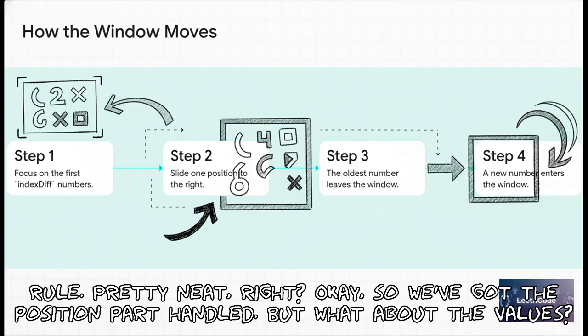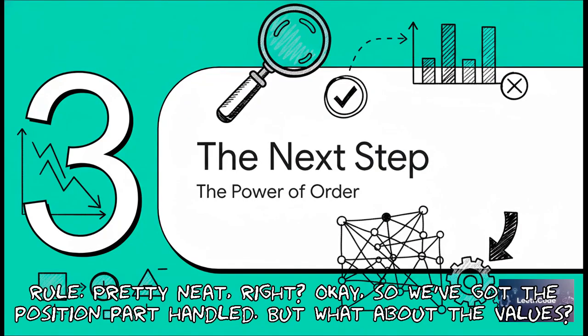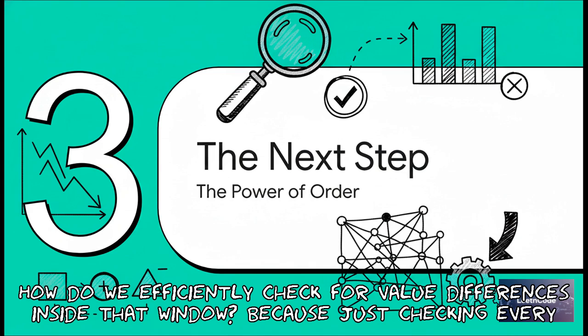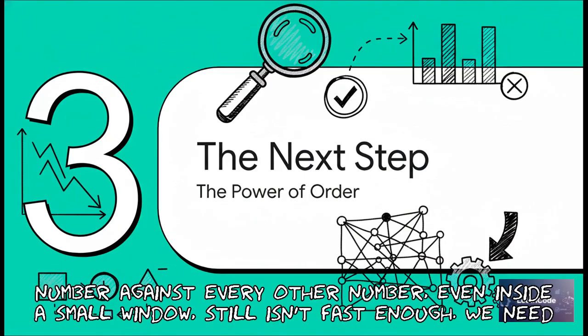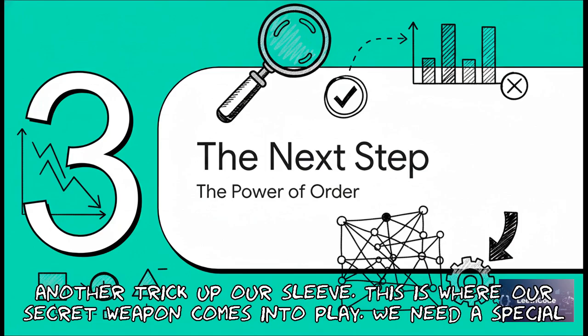Pretty neat, right? Okay, so we've got the position part handled. But what about the values? How do we efficiently check for value differences inside that window? Because just checking every number against every other number, even inside a small window, still isn't fast enough. We need another trick up our sleeve.